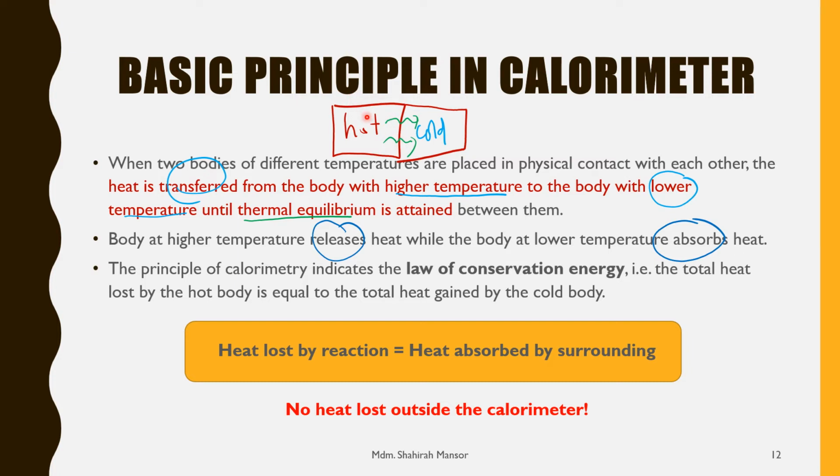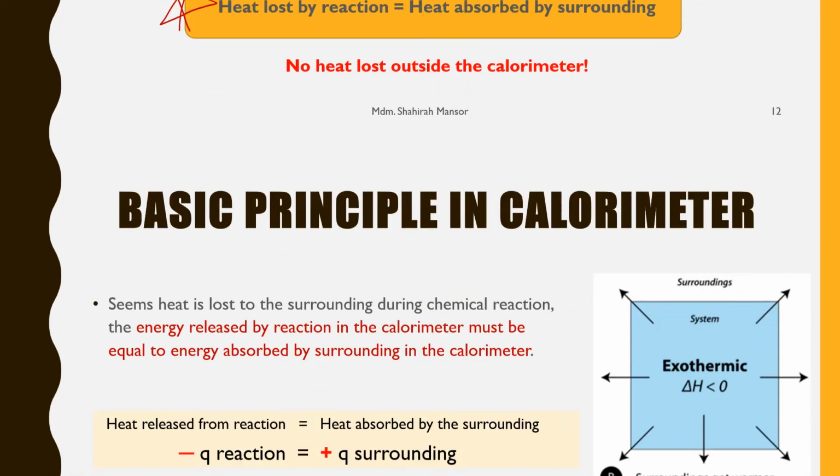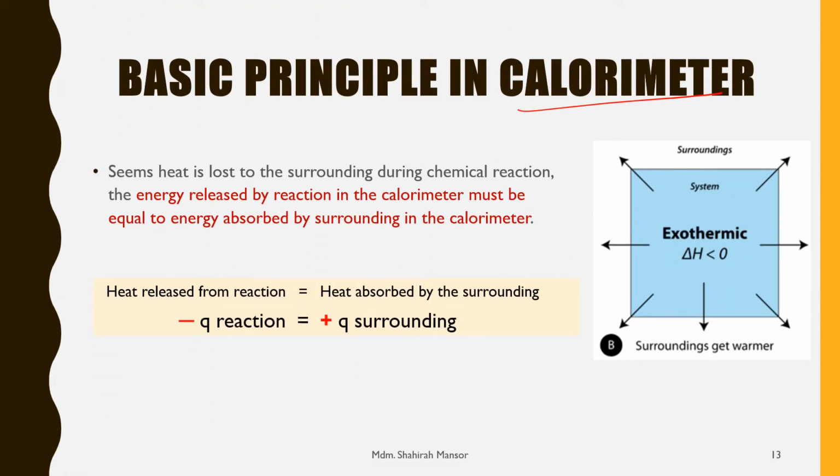So sekiranya energy of the reaction yang dibebaskan itu adalah sebanyak negatif 50 kJ per mol, the same amount of energy iaitu 50 kJ per mol akan diserap oleh surrounding. So this is the basic principle di dalam calorimetry. Since heat is lost to the surrounding during chemical reaction, the energy released by reaction in the calorimeter must be equal to the energy absorbed by surrounding in the calorimeter.